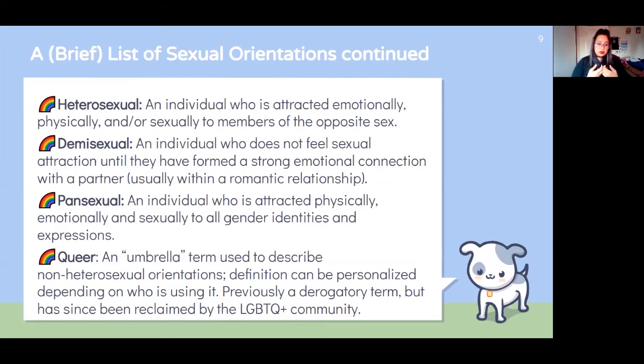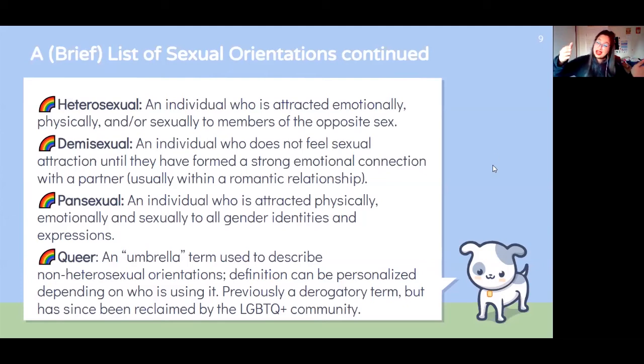bond. And now we have pansexual, which is an individual who is attracted to all gender identities and expressions. But pansexual kind of means that someone is more attracted to someone's soul rather than what's between their legs or what gender they are or any one of a number of things. They're more attracted to the individual rather than their gender.